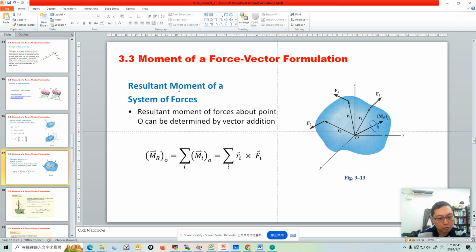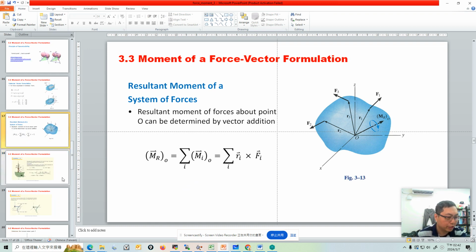Okay, resultant force, and we do a similar calculation here because sometimes in our system we have lots of moments acting on the system, so we can calculate a resultant moment, just like we did for resultant force. Just sum the moment vectors together. That's a very easy vector calculation. I hope you can all understand this, so I don't have to address this more.